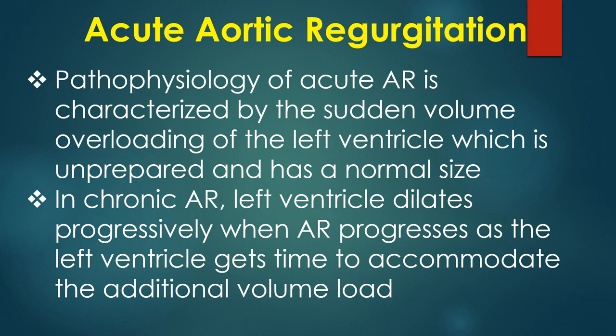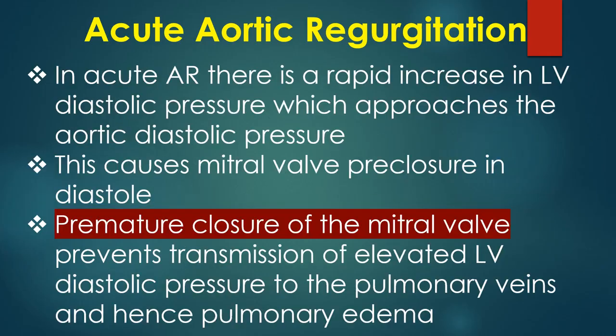Pathophysiology of acute AR is characterized by the sudden volume overloading of the left ventricle, which is unprepared and has a normal size. In chronic AR, the left ventricle dilates progressively as AR progresses, as the left ventricle gets time to accommodate the additional volume load. In acute AR, there is a rapid increase in LV diastolic pressure, which approaches the aortic diastolic pressure. This causes mitral valve pre-closure in diastole.